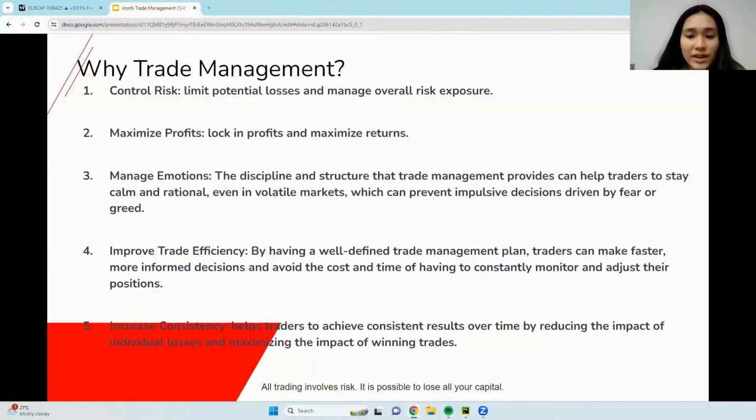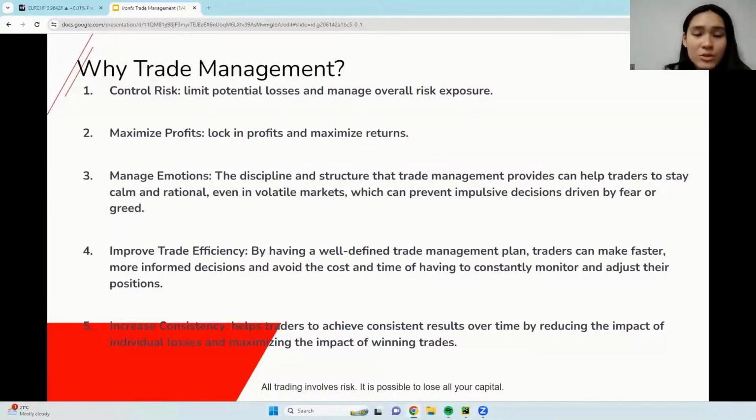By having a well-defined trade management plan, traders can make faster, more informed trading decisions and avoid the cost and time of having to constantly monitor and adjust their positions. For many traders who have full-time jobs, if they have a proper trade management strategy, you can actually just lock in your trades, ensure your stop loss and take profit levels maximize your profits, and then just go about your day and come back at the end of the day to check your results.